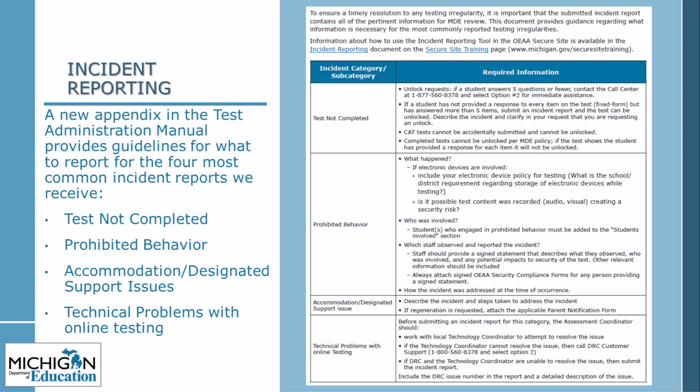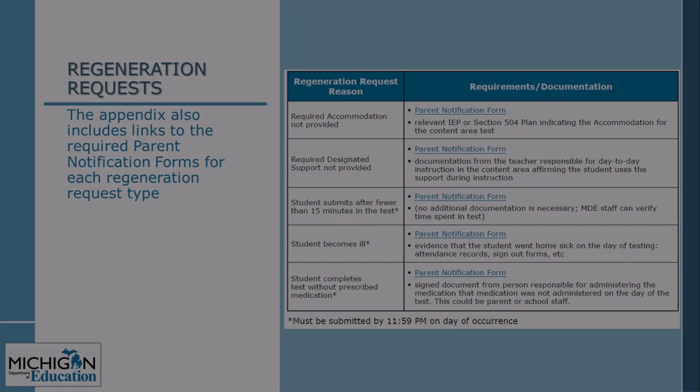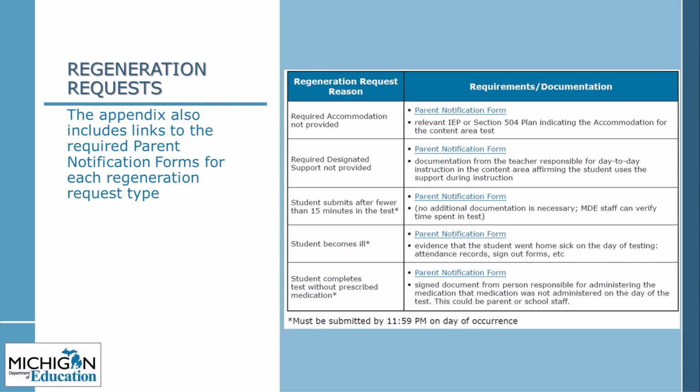Use this appendix in the test administration manual, which provides more detailed information about what to include when submitting an incident report for the 4 most common incident report types we receive each year: test not completed, prohibited behavior, issues with accommodations or designated supports, or technical problems. Use the appendix to facilitate faster handling of incident reports and to make sure that all of the required information is included.